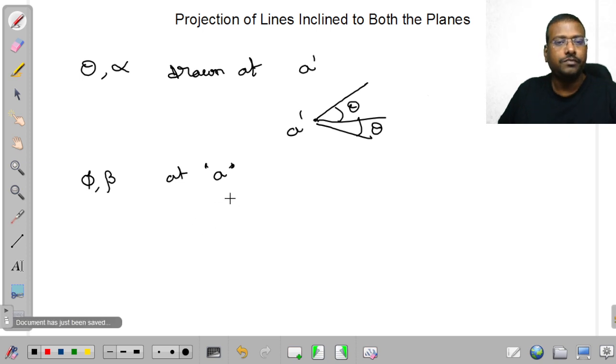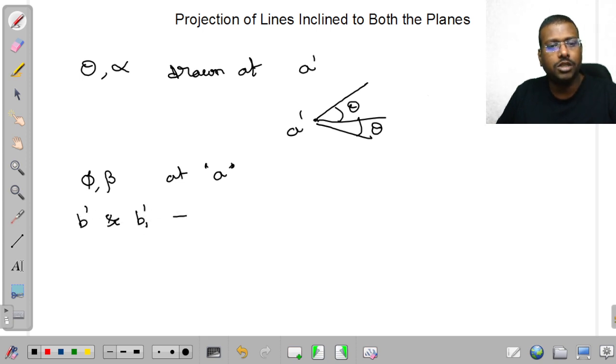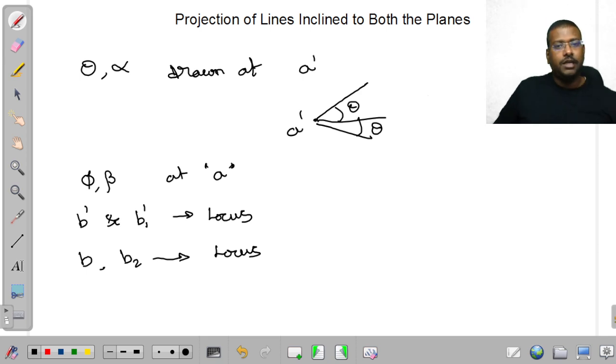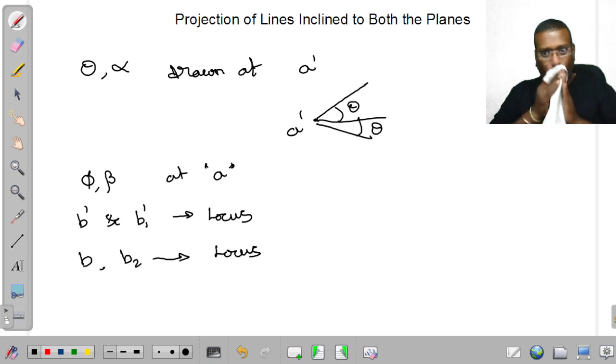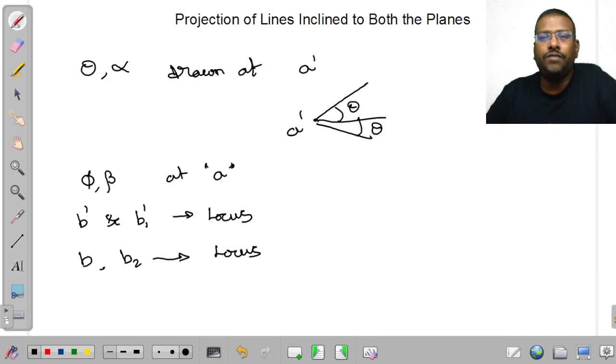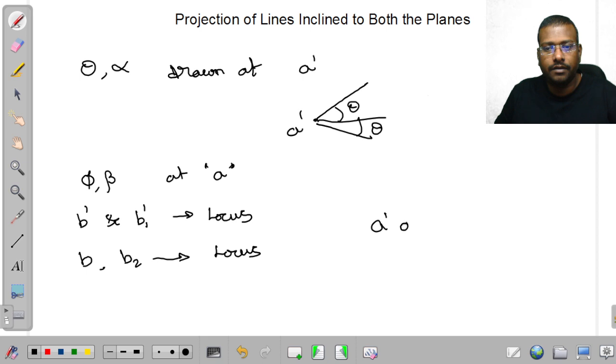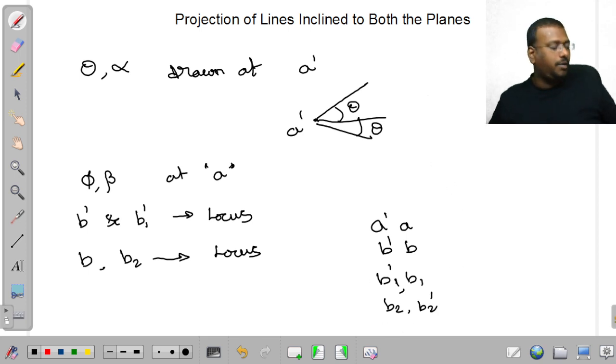Okay, my dear friends. Apart from these, few elements are known to you. B dash and B1 dash will be on the same locus. Similarly, B and B2 will be present on the same locus, that is the locus of B. Apart from this, one general piece of information: A dash A, B dash B, B1 dash B1, B2 dash B2 are all going to be present on the same projector. A dash and A are on the same projector, B dash and B on the same projector, B1 dash and B1 on the same vertical line, that is the projector, and B2 dash and B2 on the same projector. This is a general statement, and you are already aware of it.